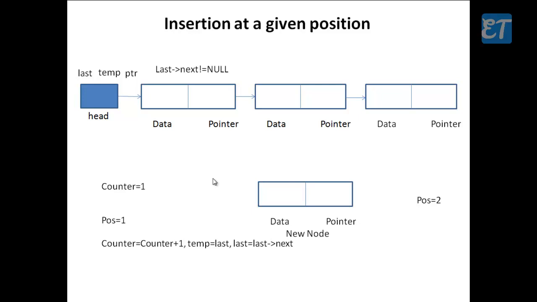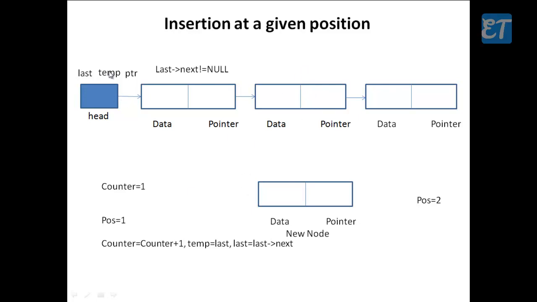And if it is not that, what will I be doing? If the position is not equal to 1, I'll be incrementing my counter by 1. So now counter is equal to 2. That means now I am in the first node. So next I'm going to this second node. So now counter becomes 2.